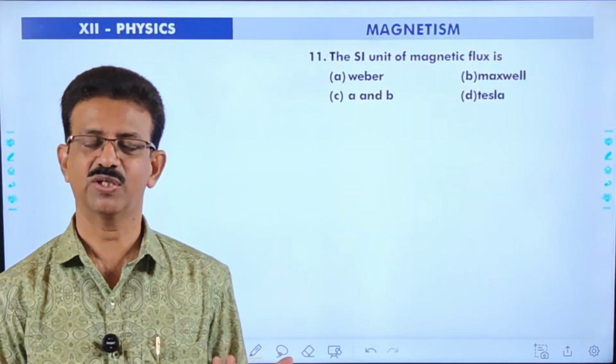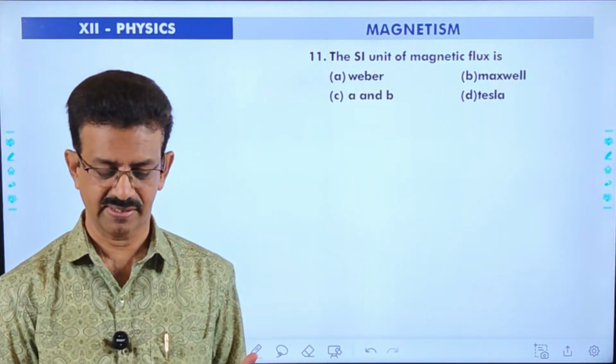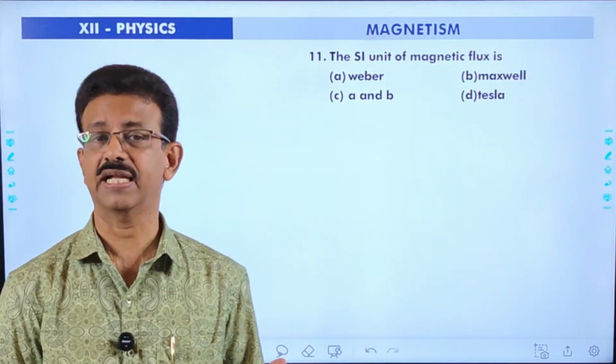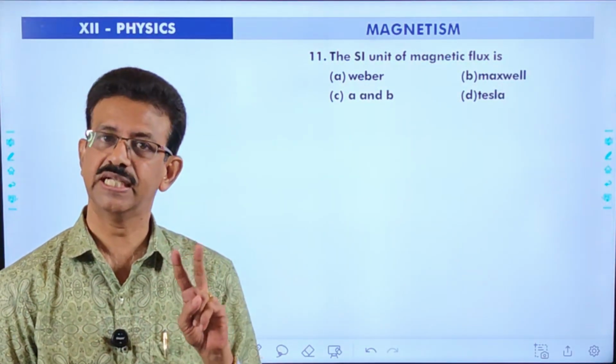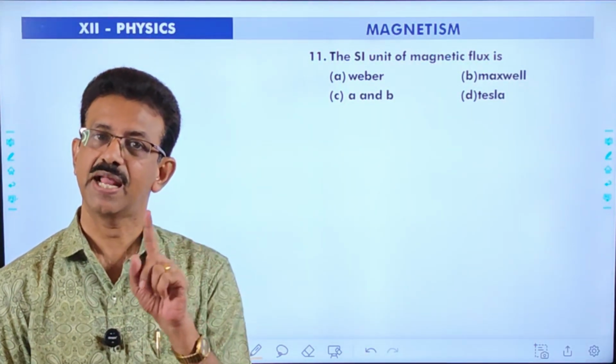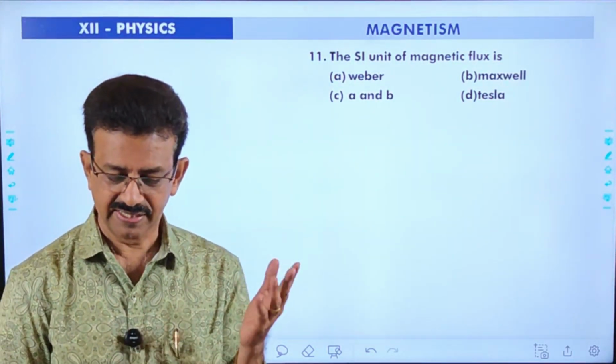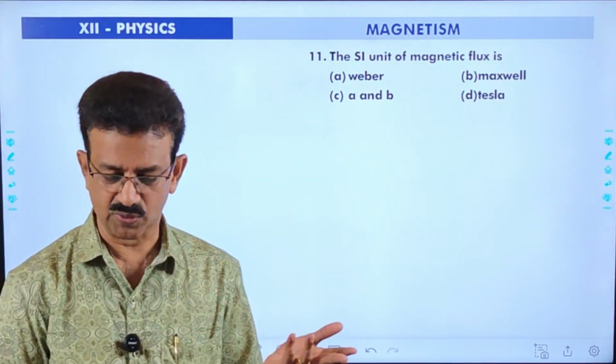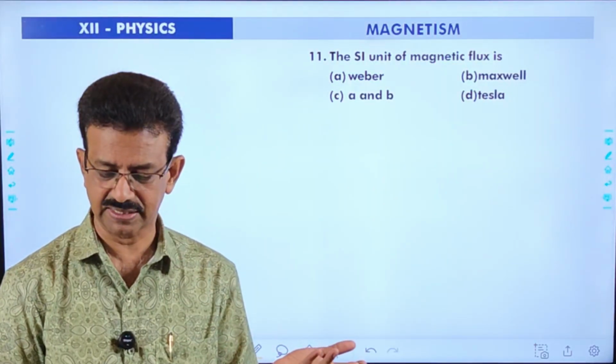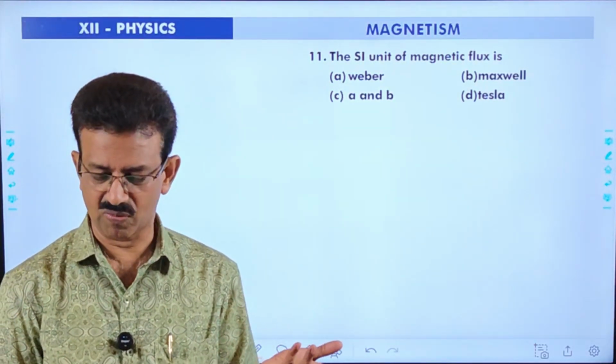Question number 11. It's also about a unit: the SI unit of magnetic flux. Magnetic flux has two units, Weber and Maxwell. The SI unit is Weber. Then let's discuss something about the other choices. Maxwell is also a unit of flux. Then A and B both are about flux.